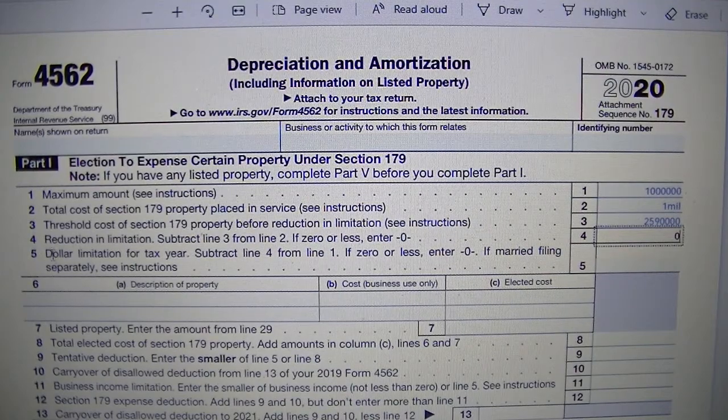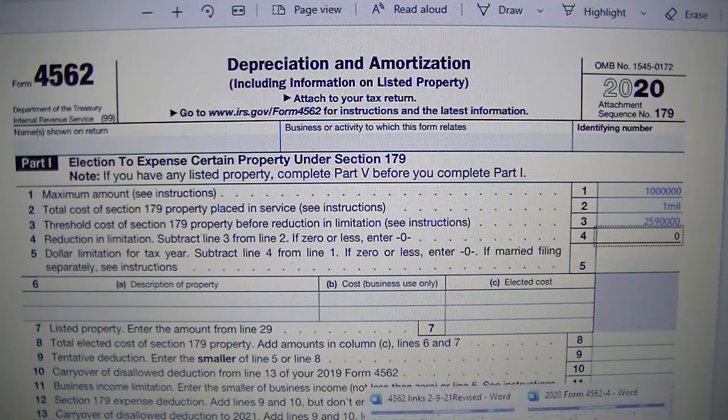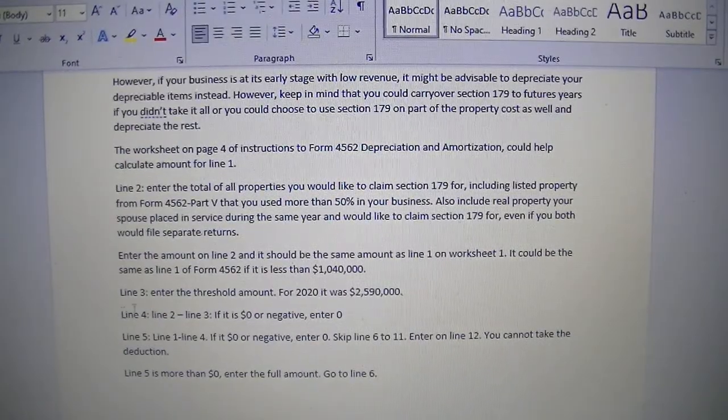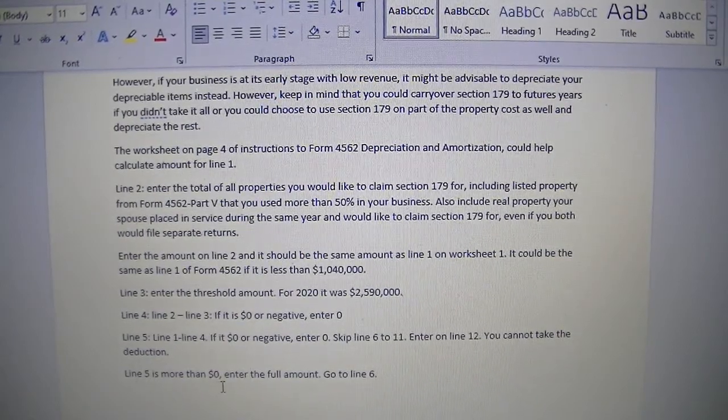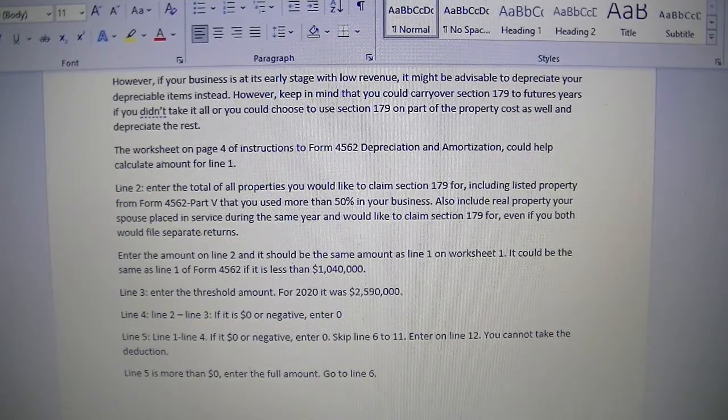So line 5, dollar limitation for tax year. Subtract line 4 from line 1. If 0 or less, enter 0. If married filing separately, see instructions. So line 5 is line 1 minus line 4. If it is 0 or negative, enter 0, skip lines 6 to 11, and enter on line 12. You cannot take the deduction. If line 5 is more than 0, enter the full amount and go on line 6.